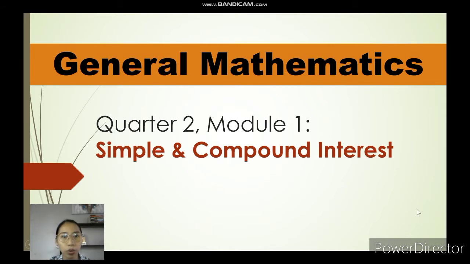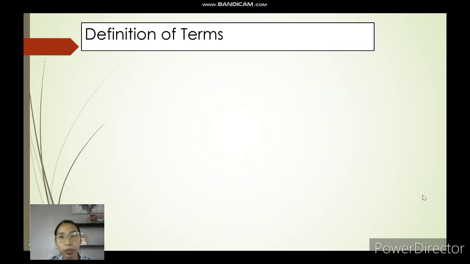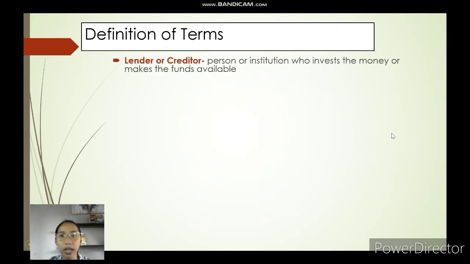I want you to focus your attention on my presentation, because before we proceed with solving problems, we are going to have the definition of terms first for you to familiarize yourselves with the words involved in business math. So, magsugod na ta. First word is lender or creditor. Once we encounter this word, this means the person or institution who invests the money or makes the funds available. In easier terms, siya ang nagapautang or butanganan sa imuhang kwarta. It could be a bank or it could be anything.